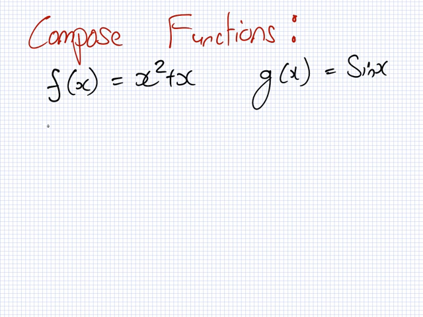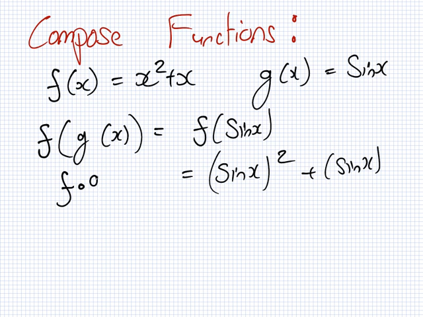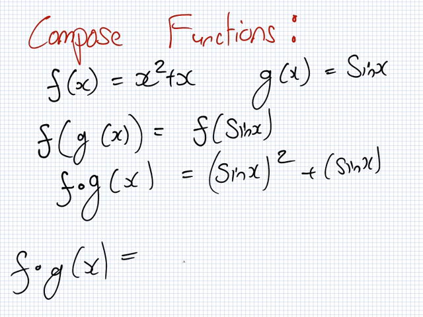composing is a way to do that. What you could have is, for example, f of g of x. That would be f of sine x, which would be sine x squared plus sine x. So this is a new function where it was the combination of f and g, and the way we represent this new function is with a little circle. We say f composed with g of x is this new function. So in other words, f composed with g, that just simply means f of g of x.